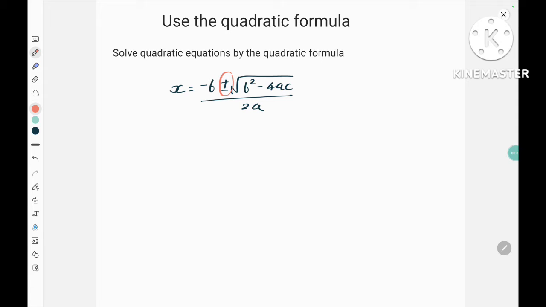Because when we solve the quadratic equation, we use this formula twice. One time we take the plus sign, the second time we take the minus sign. That's why in the formula I take both signs together.